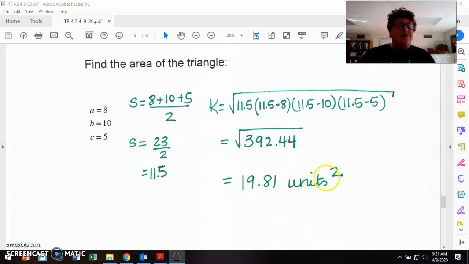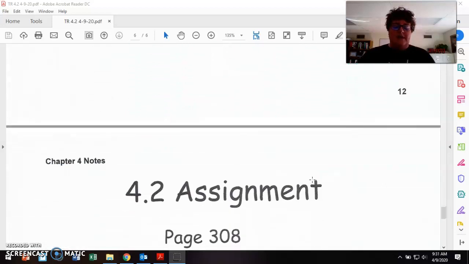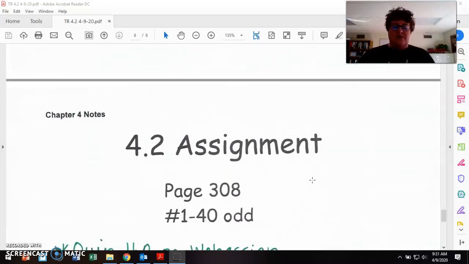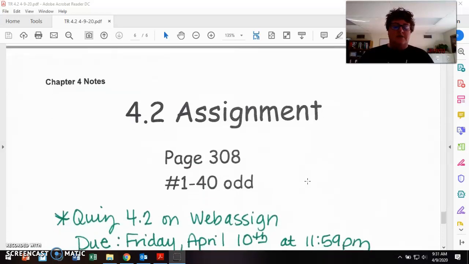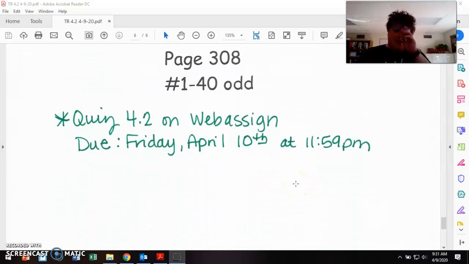Okay, so your law of sines, law of cosines, and your area formulas are all on your green sheet, so you can refer to that. Encourage you to try some homework if you need it. And remember, you do have access to the ebook through WebAssign, so if you want to look at homework. You also have a quiz, 4.2 quiz on WebAssign that's opening up today, and it's due Friday, tomorrow by 11:59 p.m. So be sure to go in and do that.